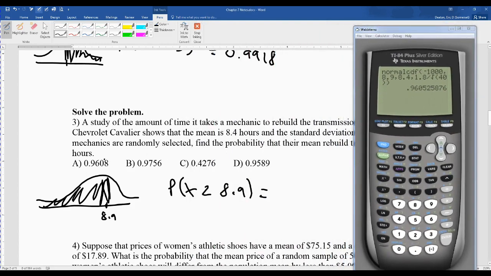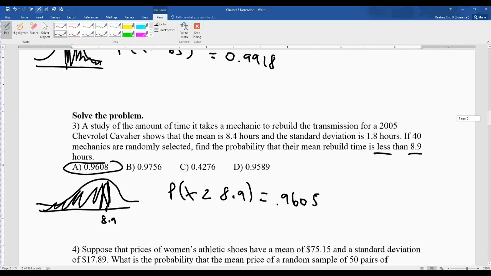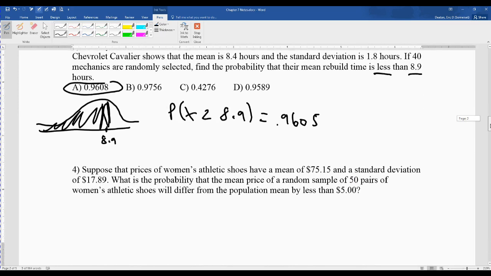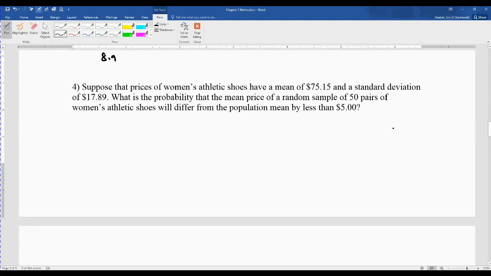Well, this one's close to it. If you get any discrepancies, probably because when this answer was found, a table was used. And this one I used the calculator. The calculator is actually more accurate. Tables round off at 4 places. Calculators probably go further.